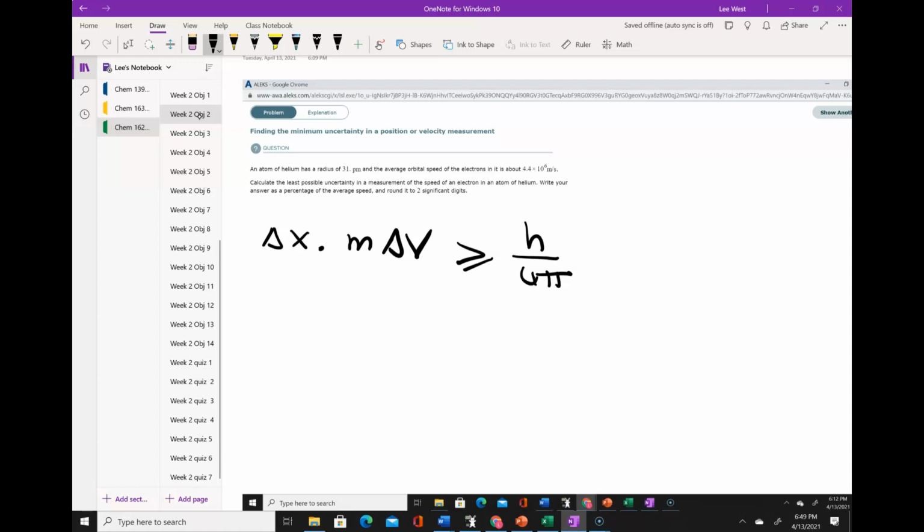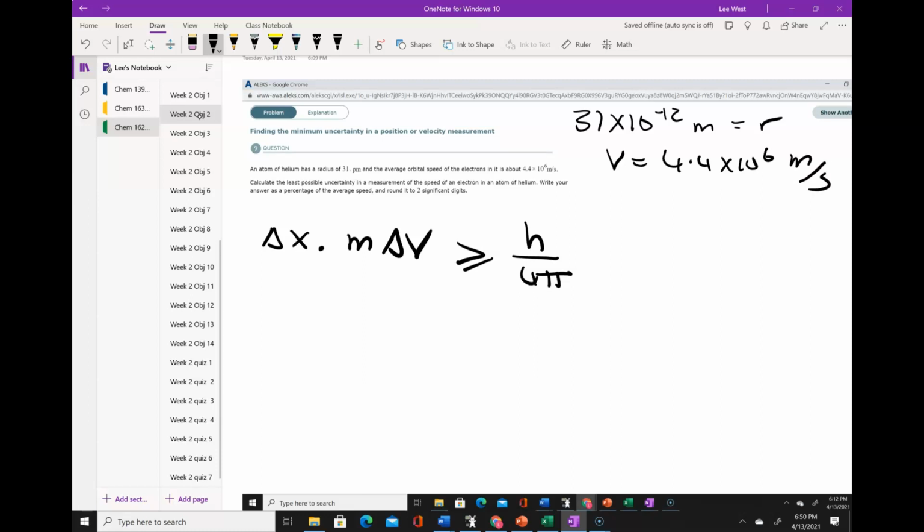So I'm guessing we're going to be given some of these things. It says an atom of helium has a radius of 31 picometers. Okay, so we know it's 31 by 10 to the minus 12 meters is its radius. That's a length, isn't it? And the average orbital speed of the electrons is about 4.4 by 10 to the 6 meters per second.